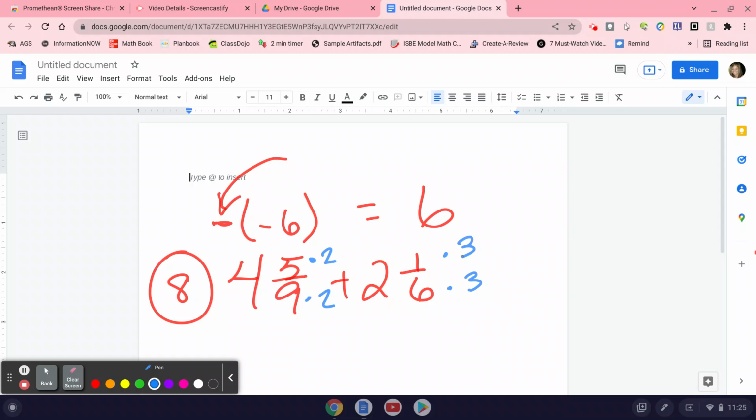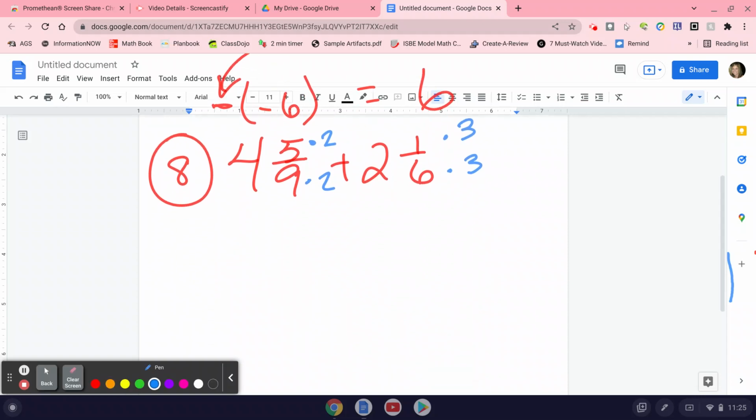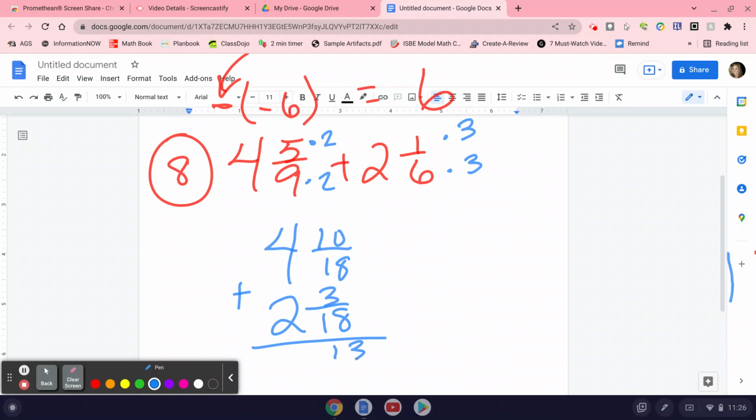Let me move up. Give me just a sec. Move that up. Go back to my pen. So I have 4. I'm going to go ahead and do my math. 10/18 plus 2 3/18. Now that I have common denominators, how do I add fractions, Leah? You add the numerator, so 10 plus 3. Yeah, I add the numerator, so 10 plus 3 is 13.